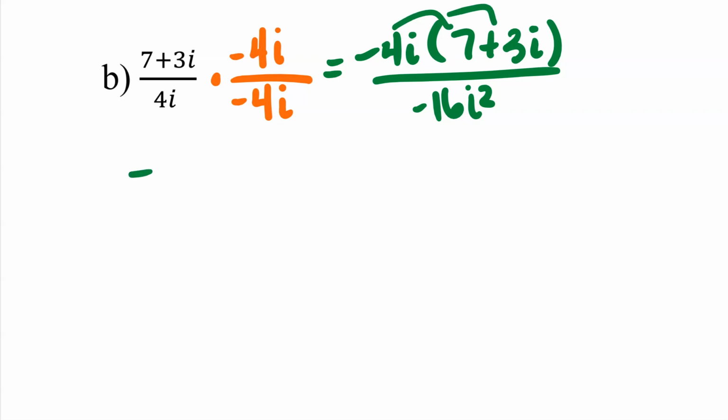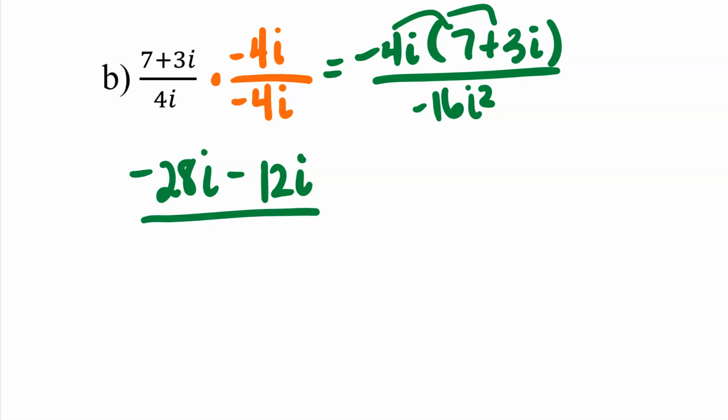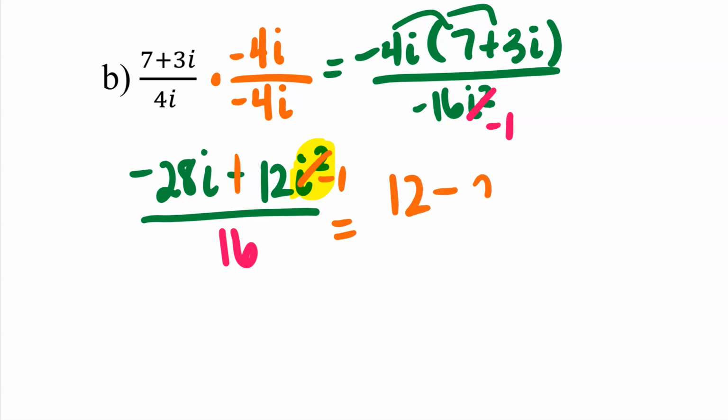So -28i minus 12i all over, and then I'm just going to go ahead and simplify that I have this -1, which makes the bottom 16. So now, this should be an i squared. Okay, i squared, sorry. We have an i squared up top. So this should be a -1, which changes the 12 to a positive. So the top is 12 minus 28i all over 16.